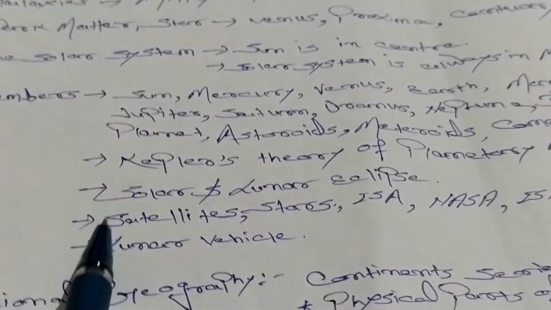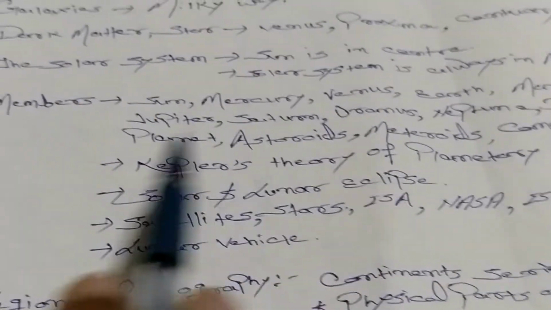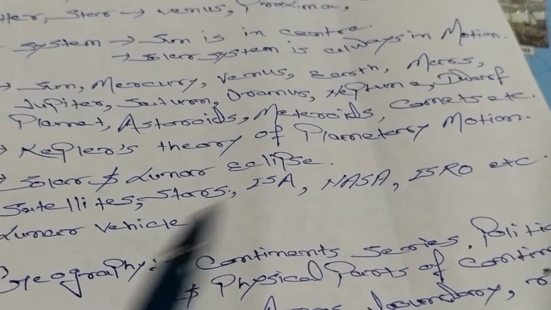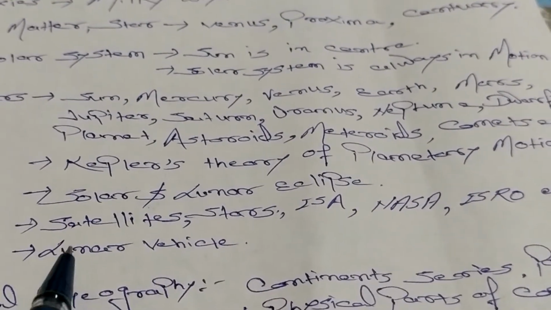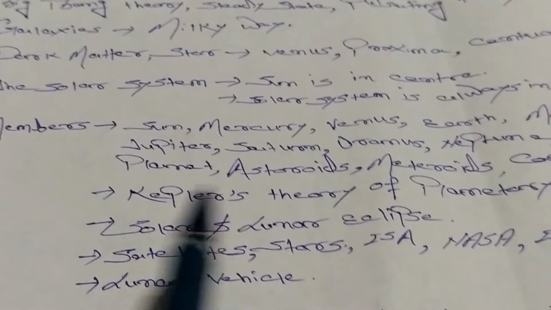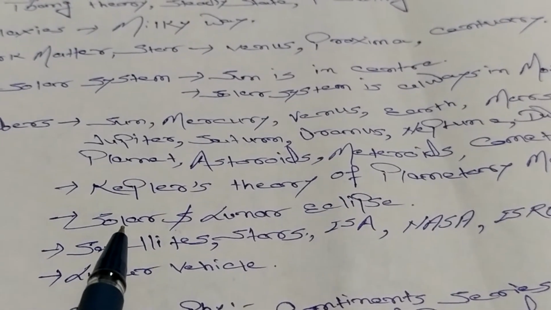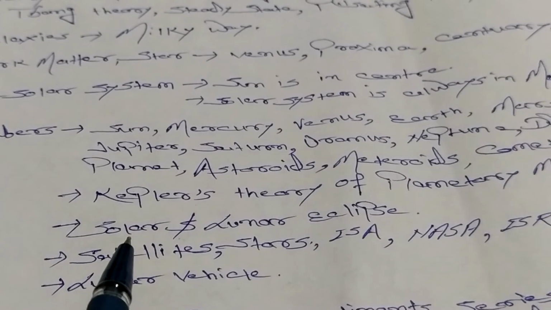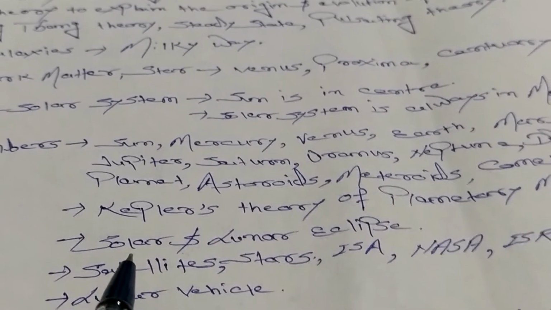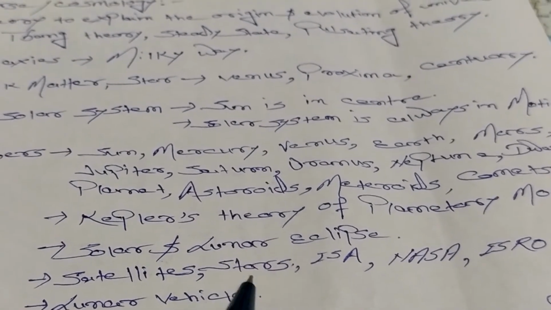Okay friends, then we have to study Kepler's theory of planetary motions in the solar system. Kepler has given 3 laws of planetary motion. Okay friends, then we have to study the solar and lunar eclipse. Solar eclipse occurs when the moon is in between earth and the sun. Then lunar eclipse occurs when earth is in between sun and the moon.